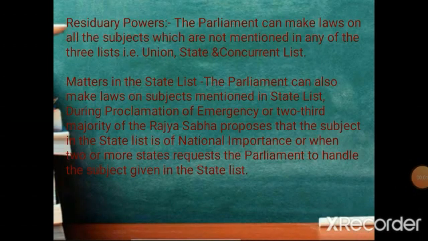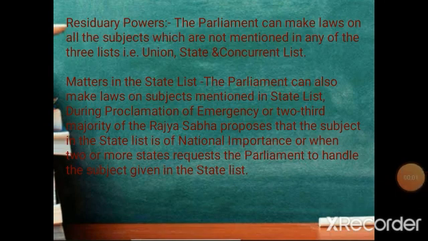Next we'll see the residuary powers of the parliament. The parliament can make laws on all the subjects which are not mentioned in any of the three lists, that is the union, state and the concurrent list. The subjects which are not mentioned in any of these lists can be taken by the parliament. Okay, so that power we call the residuary power of the parliament.